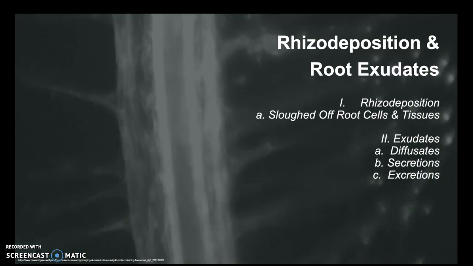While the spatial and temporal characteristics of roots are crucial in understanding rhizosphere chemistry, the substances released from roots is the driving force behind rhizosphere's unique chemical environment. These substances are categorized as rhizodeposition, comprised of sloughed-off root cells and tissues, and root exudates, which are further subdivided into three categories: diffusates, secretions, and excretions.